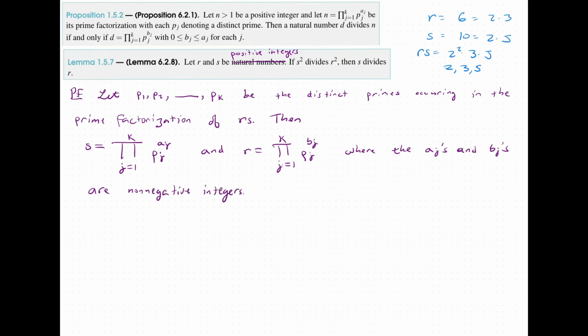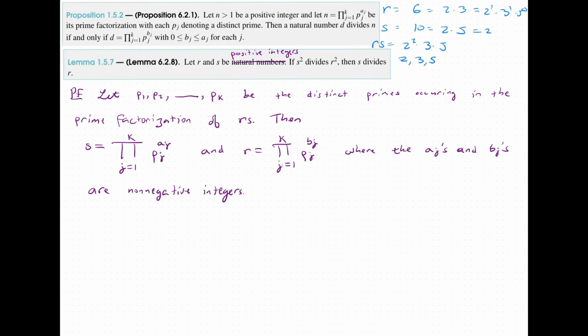And so this is where it's different than the fundamental theorem of arithmetic and the notation I introduced earlier, because we are allowing for the possibility that 0 could be an exponent. And we see that in our example with r being 6 and s being 10. According to the notation we have, we would write 6 as 2 to the 1, 3 to the 1, but then 5 to the 0. And for 10, we're going to have 2 to the 1 times 3 to the 0 times 5 to the 1. But the main thing is we have all the distinct primes occurring in r times s.